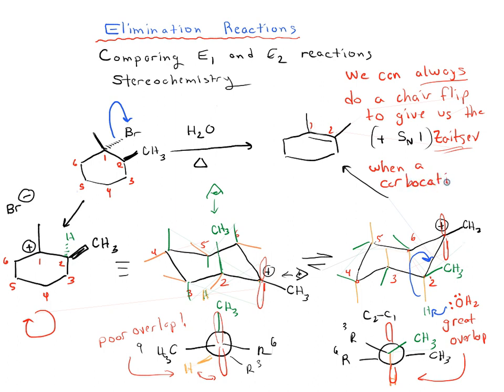Carbocation is present. So this is always the case for the E1. So E1, we can essentially always form the Zaitsev product. We can always do a chair flip to make sure that our p orbital is going to overlap with the hydrogen that we're removing. Now, let's look at the E2.